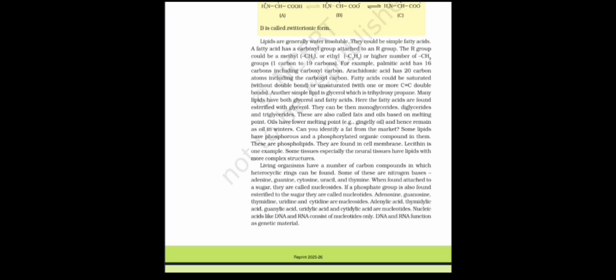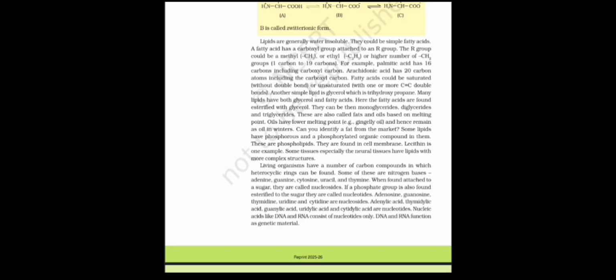Living organisms have a number of carbon compounds in which heterocyclic rings can be found. Some of these are nitrogen bases: adenine, guanine, cytosine, uracil, and thymine. When found attached to a sugar, they are called nucleosides. If a phosphate group is also found esterified to the sugar, they are called nucleotides. Adenosine, guanosine, thymidine, uridine, and cytidine are nucleosides. Adenylic acid, thymidylic acid, guanylic acid, uridylic acid, or cytidylic acid are nucleotides.